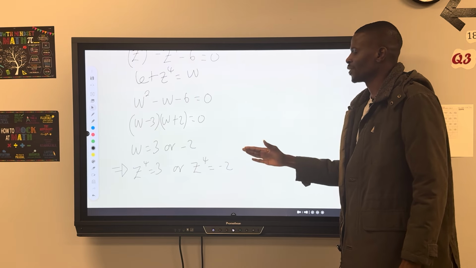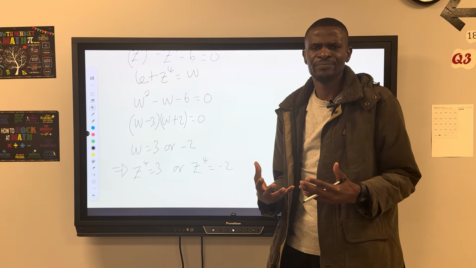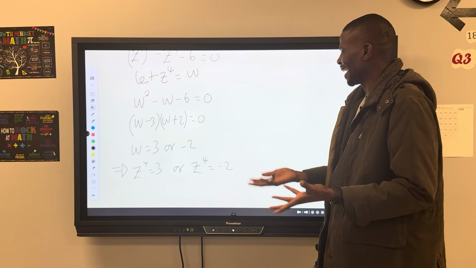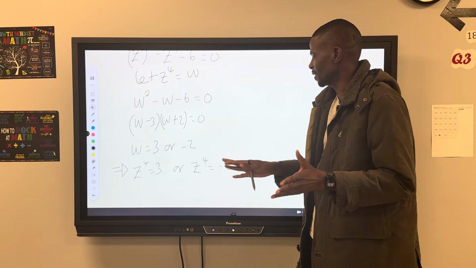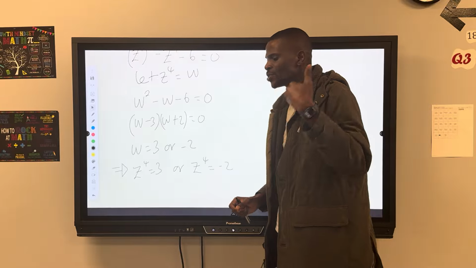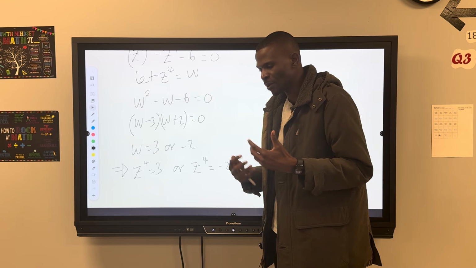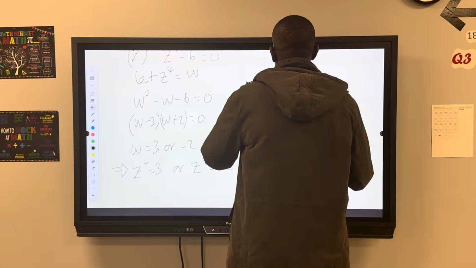Now we need to solve this. And remember, we have been told that z is a complex number. So don't just go and do the direct method of just taking the fourth root on both sides and think it's okay. No. Remember, for each complex number, we need to identify the argument. We need to find the modulus. So in this case, let's see what we are going to do here.